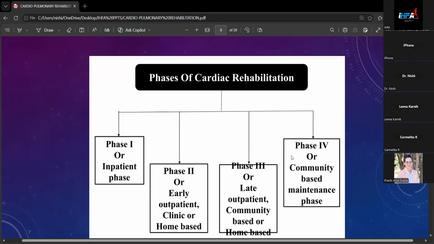Second phase is early outpatient, when the patient is getting discharged, okay, is going home or is coming to your clinic. Phase 3, when the patient is coming into the maintenance cardiac rehabilitation. And phase 4 is the last, where the patient is now starting to go to the community for work and getting back to their original job or the original level of physical activity. So these are the 4 phases of rehabilitation. You have to see which rehabilitation phase your patient falls into.